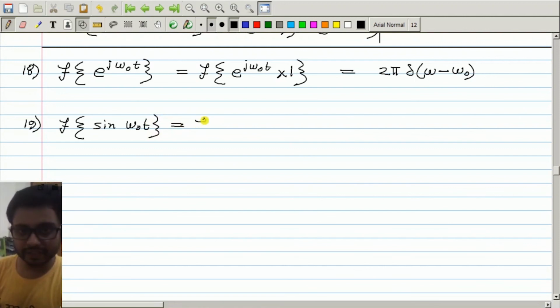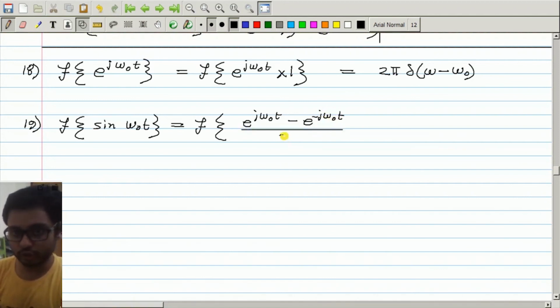That will be the same as the Fourier transform of (e to the power j omega naught t minus e to the power minus j omega naught t) whole divided by 2j, and then it will be equal to 1 over 2j common. Then we have to add the Fourier transform of e to the power plus j omega naught t and the Fourier transform of this other term, e to the power minus j omega naught t. So that will be like this.